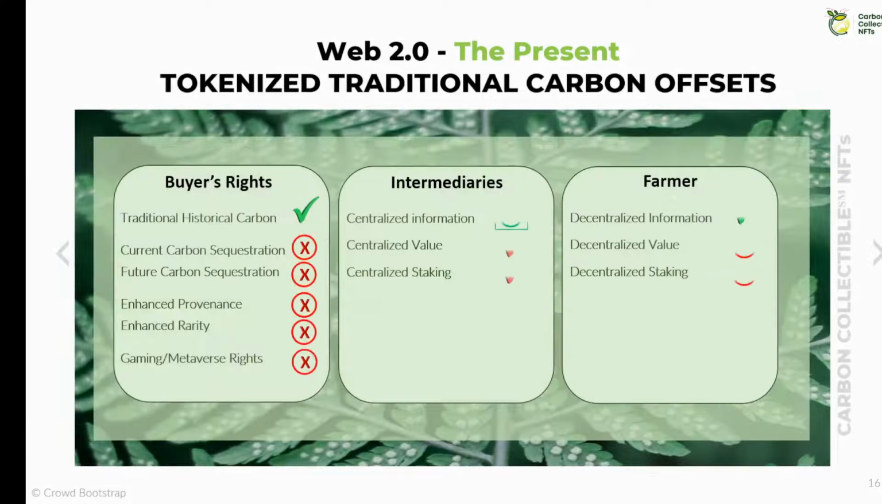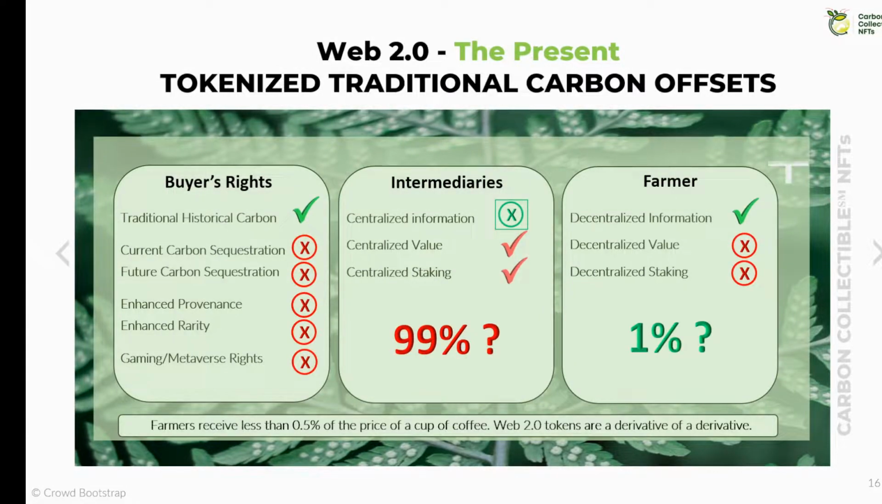Some people are proposing that they tokenize traditional carbon offsets. If they do that, then maybe information is no longer centralized and the information passes down to the farmer. But value and staking are still centralized within the intermediaries. In a Web 2.0 world like we have today, when you buy a cup of coffee, less than 0.5% of the price of that cup of coffee actually goes to the farmer.